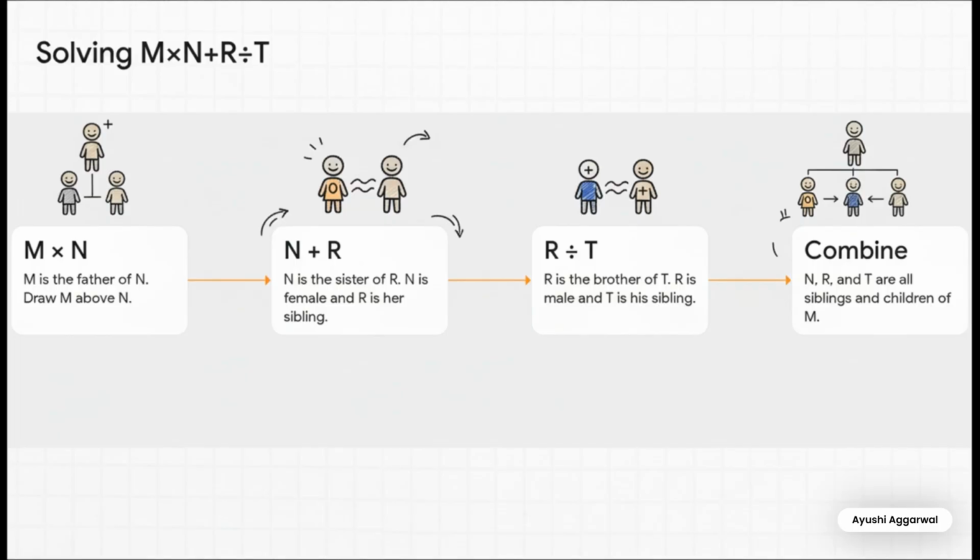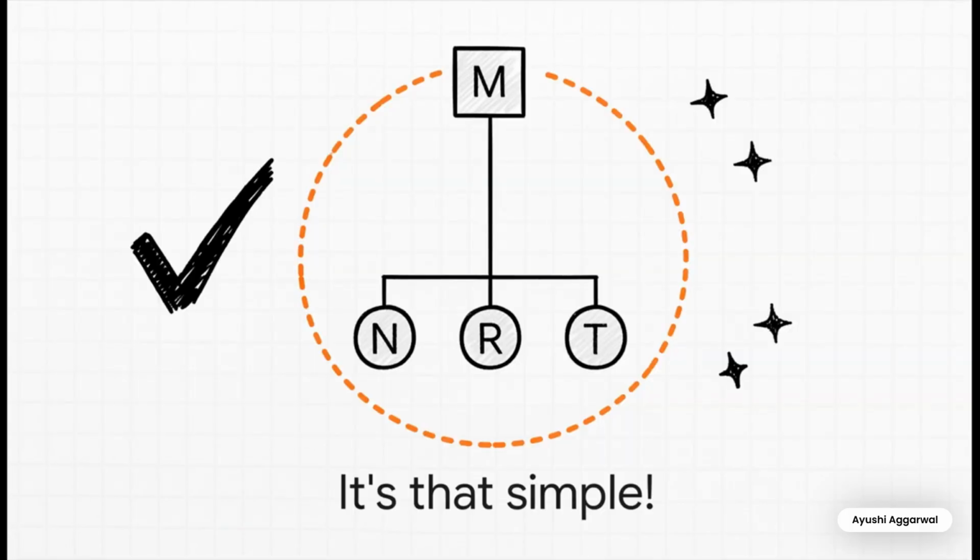This makes n, r, and t all siblings, children of m. And here is our final simple family tree. We have M up top, and his three children, N, R, and T, are right below. The question was, how is M related to R? Well, one look at the diagram, and it's crystal clear that M is R's father. And that's our answer. See, it seems so complex, but once you decode it, it's an absolute cakewalk.